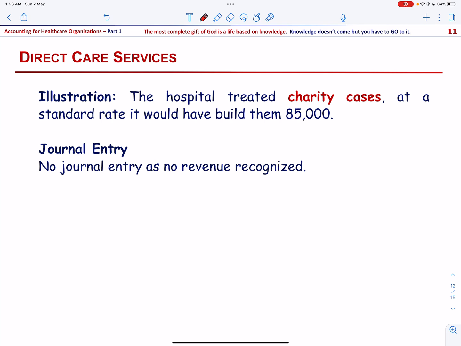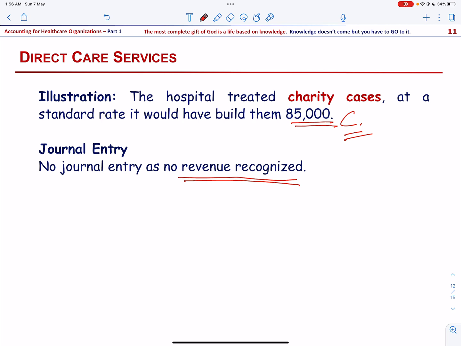The hospital treated charity cases at a standard rate. It would have billed them 85,000. So for the month they have received services, they have provided services to people, and as a result they would have billed them 85,000, but they are not going to get this money back from the people. So therefore it is going to be considered as a charity, and there is not going to be any journal entry as no revenue is recognized.